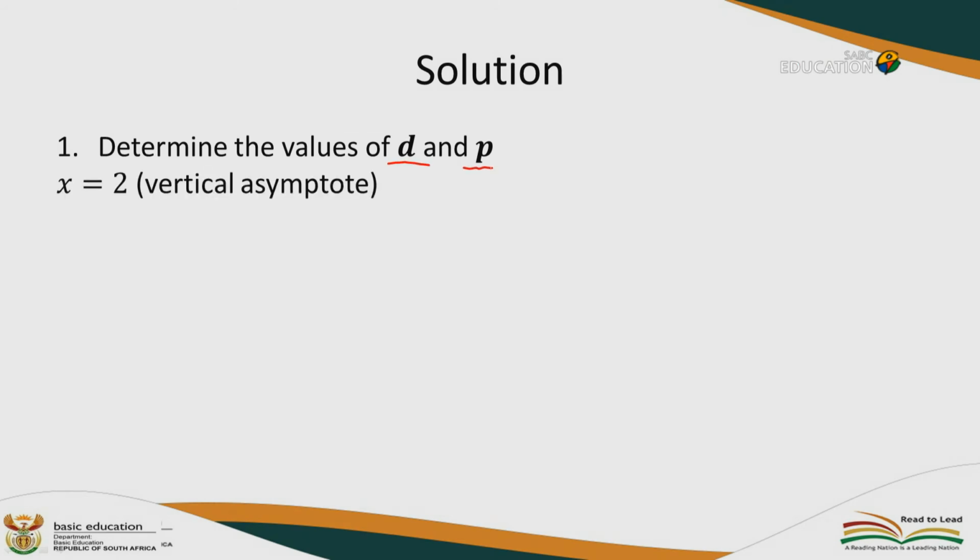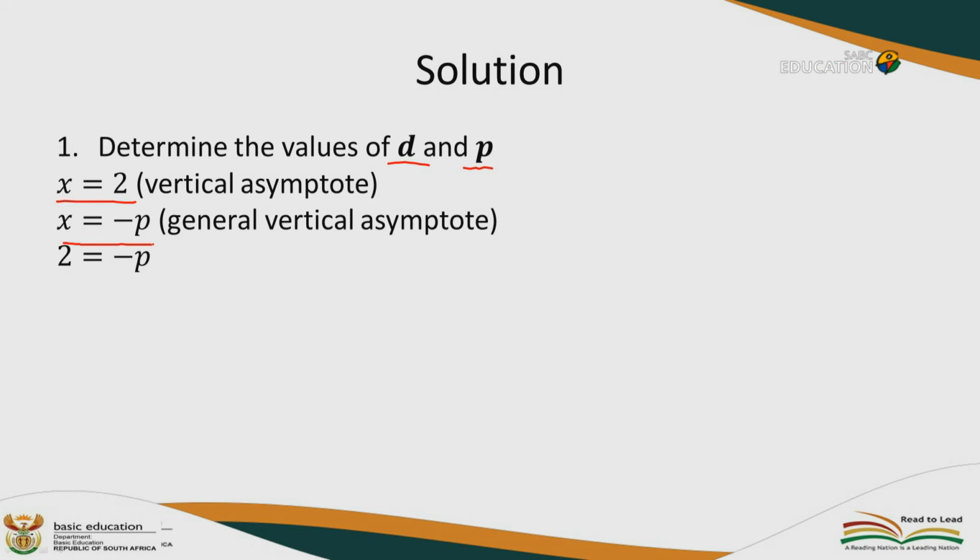We said that we are given the vertical asymptote, which is x equal to 2. From this, we can get the value of p, because we know the general form of the vertical asymptote. It's x equal to negative p, and our x is equal to 2. So it means that we can get our p to be equal to negative 2.